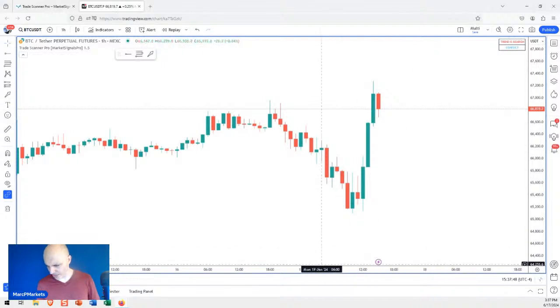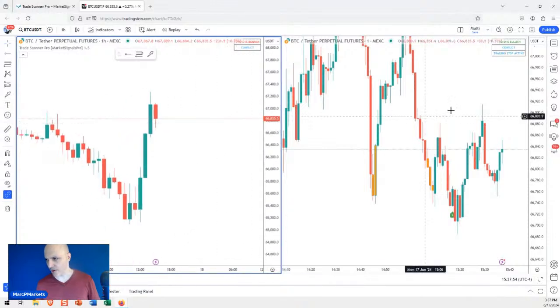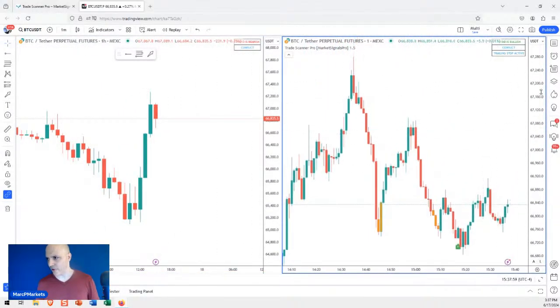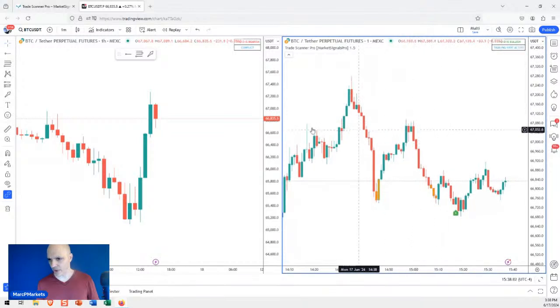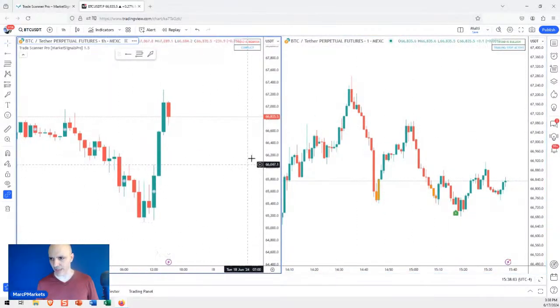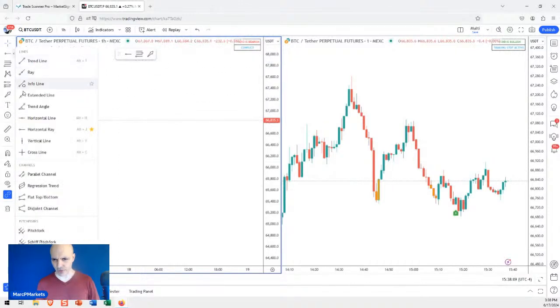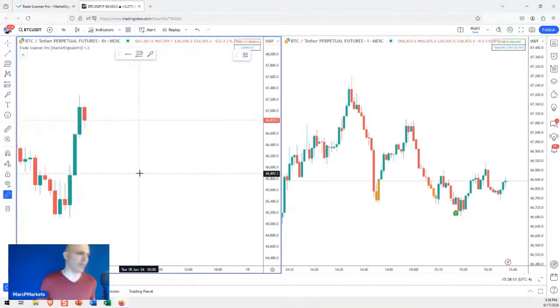And I'm then going to make this chart smaller so we can see what's going on here on the smaller time frame. So I have here a 1 minute chart on the right, and I have a 1 hour chart on the left. So real quick, and I like to do this on every stream, I want to explain how the Trade Scanner Pro works for those of you that may be new.